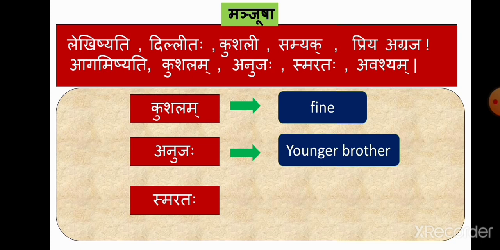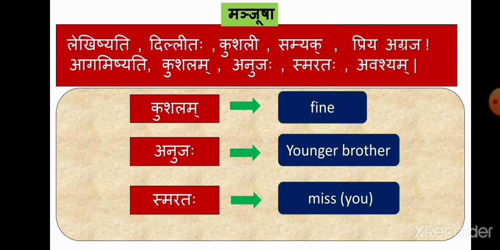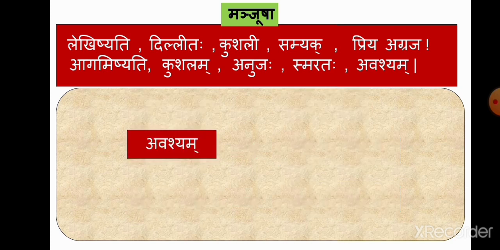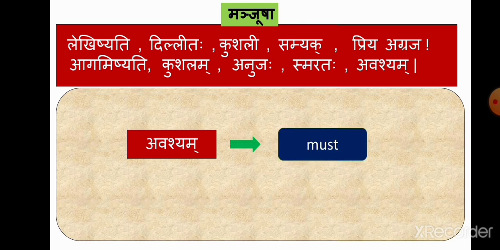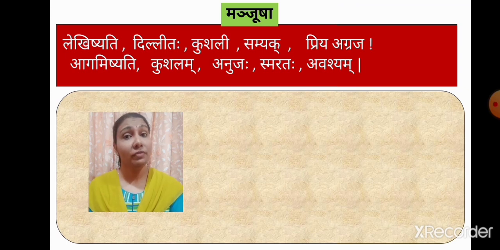Smarataha is a Lat Lakar form. It's the form of Smru Smara dhatuhu, Lat Lakarah, Pratham Purushaha Dvivachanam, and here it means miss you. Smru Smara means to remember or to miss someone. The last word is Avashyam, which means must. Students, I hope you have understood the meanings of the words given in Manjusha. Now, let's try to complete the letter with the help of these words.